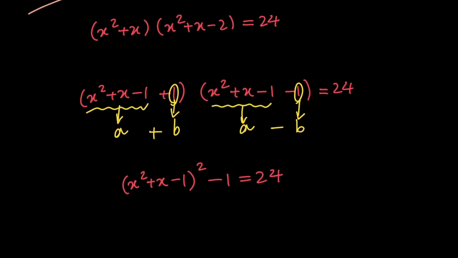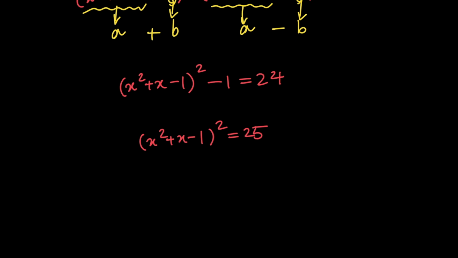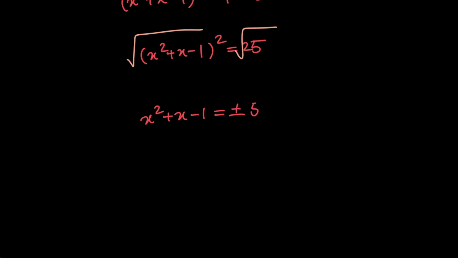Next, let's go ahead and add 1 to both sides to get (x squared plus x minus 1) squared equals 25. Next, let's go ahead and take the square root of both sides. If we do that, we're going to have x squared plus x minus 1 equals positive or negative 5. Great. Now, from this, we're going to get two quadratic equations in terms of x. The first one is going to be x squared plus x minus 1 equals 5. And the second one is going to be x squared plus x minus 1 equals negative 5.